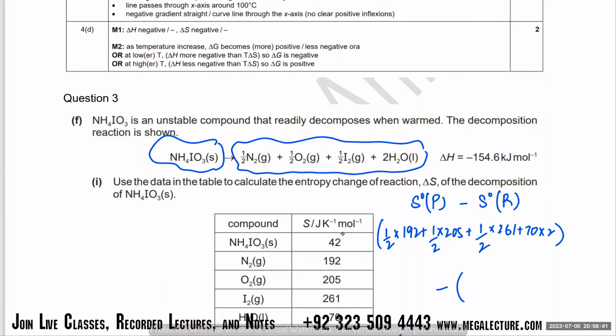Minus my reactant. My reactant is NH4IO3, so it's minus 42, so it's plus 42. So that's my expression. So what is delta S for this? What are you getting?